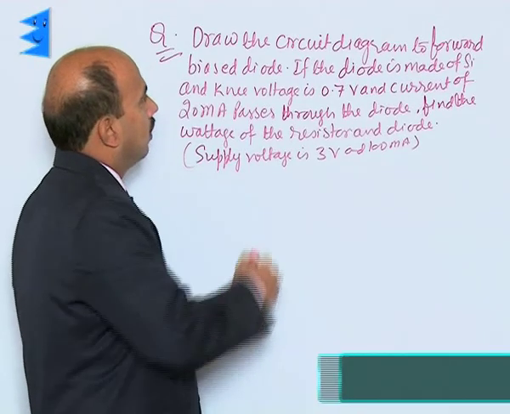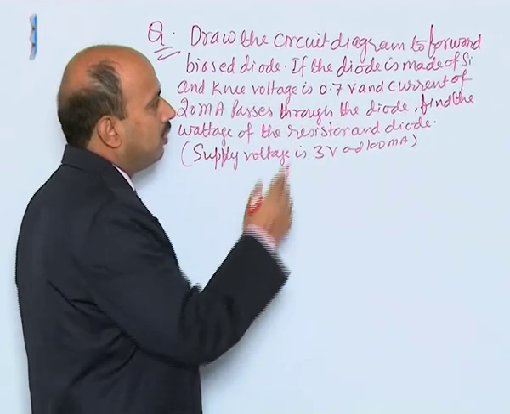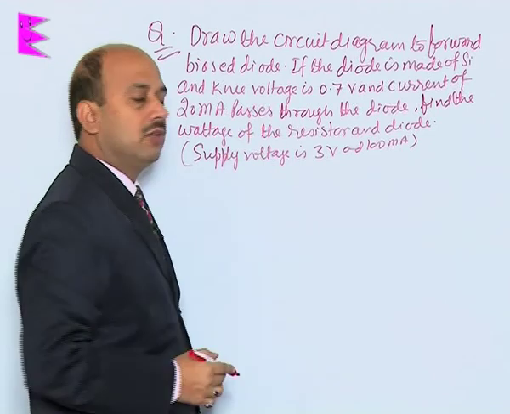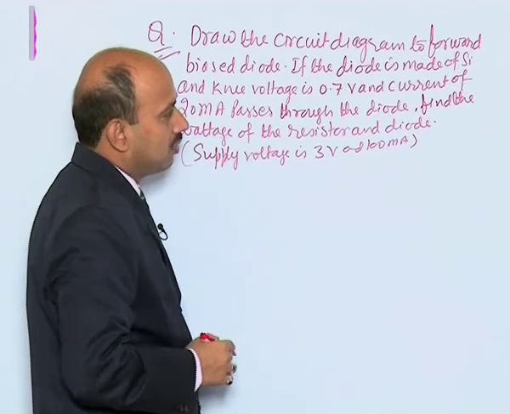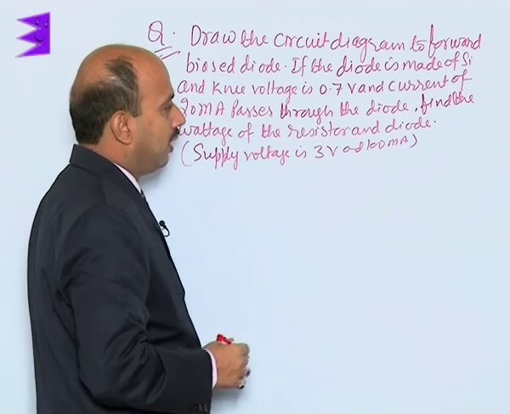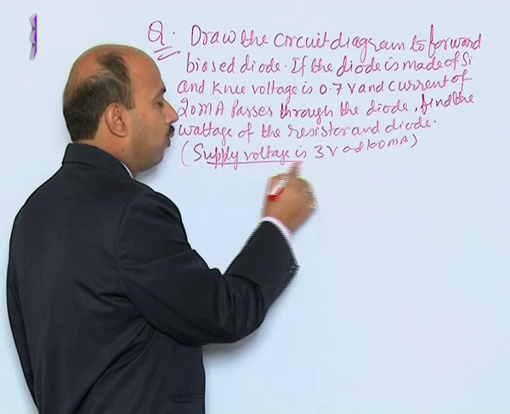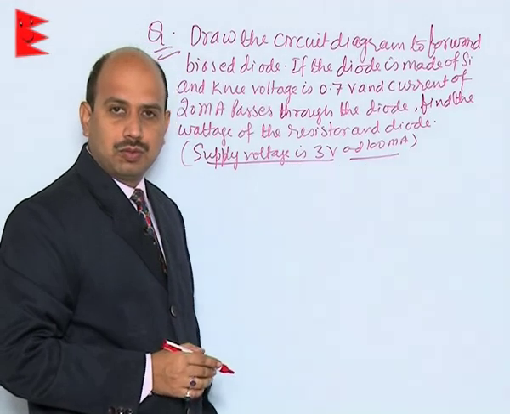Now see here, draw the circuit diagram to forward bias a diode. If the diode is made of silicon and knee voltage is 0.7 volt and a current of 20 milliampere passes through the diode, find the wattage of the resistor and the diode. The supply voltage is 3 volt and 100 milliampere is given to you.